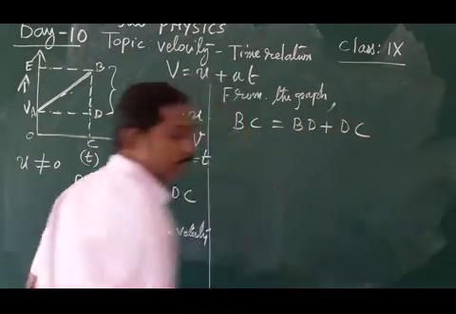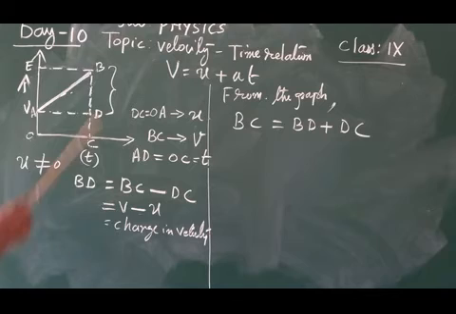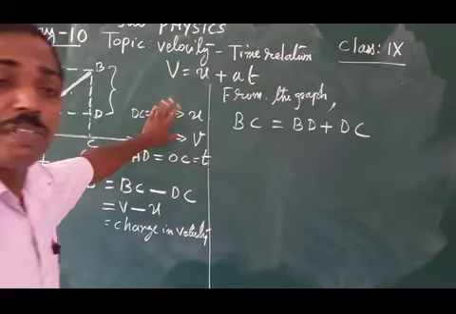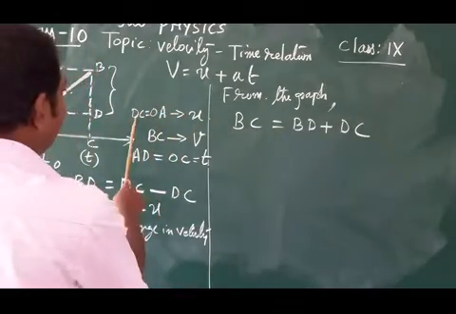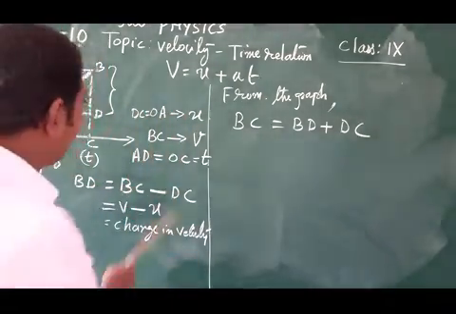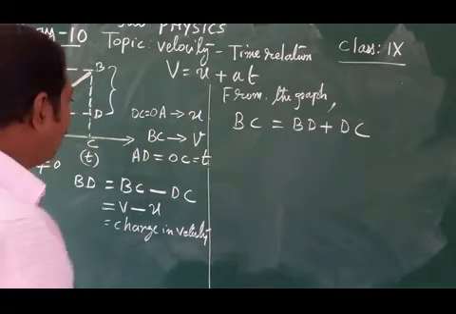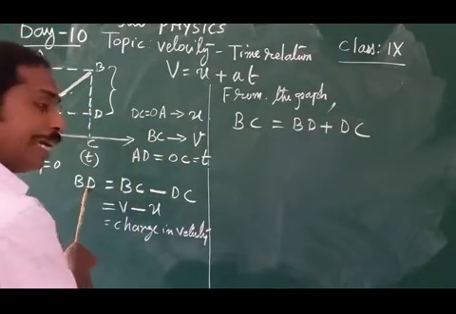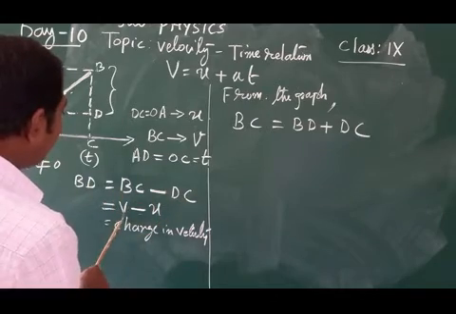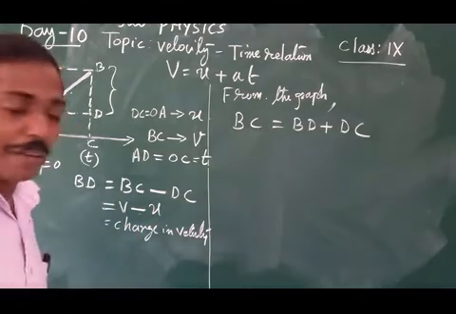It is clear from the graph, BC equal to BD plus DC. Before proceeding, you have to be thorough with this data. OA is the initial velocity, DC and OA are equal. Then BC is the final velocity. AD and OC are equal, that is the time interval. We have BD equal to BC minus DC, that is V minus U, the change in velocity.